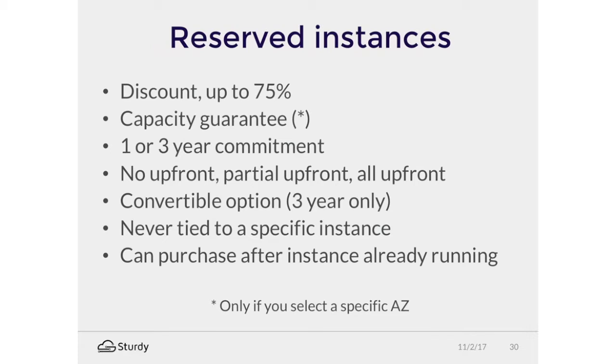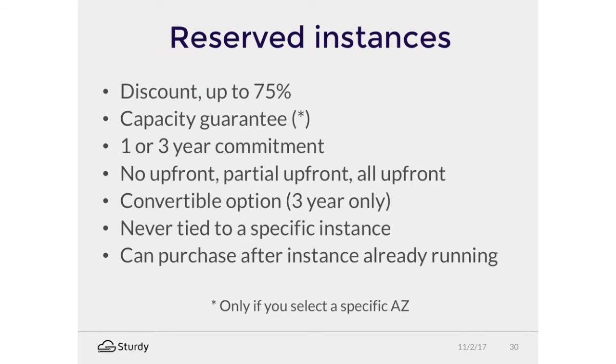A reserved instance is two things. It is that discount, and it is maybe a capacity guarantee. This capacity guarantee, with the asterisks here, probably matters more for Netflix than it does for the average environment. But it is an interesting aspect of a reservation. It only applies, though, if you make a reservation for a particular availability zone.